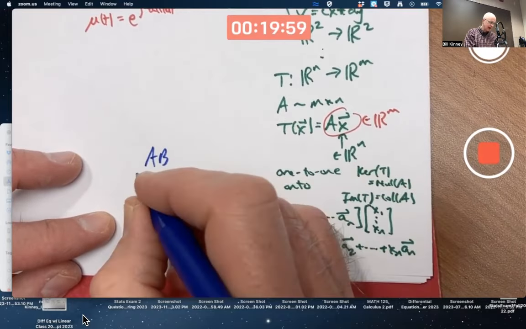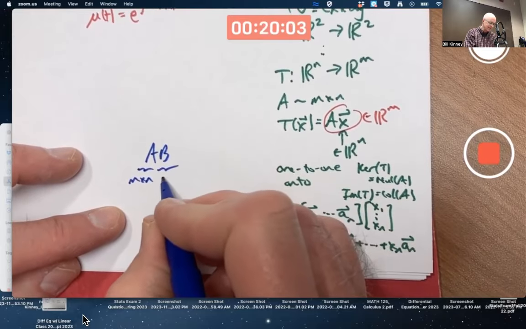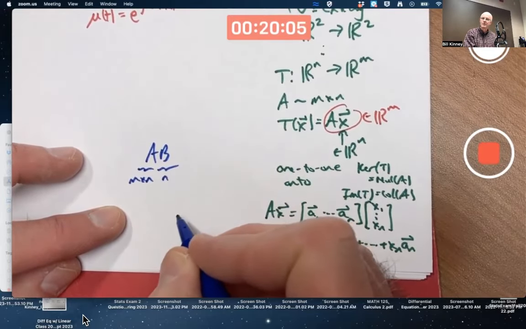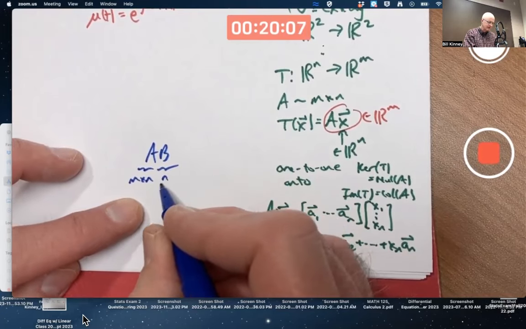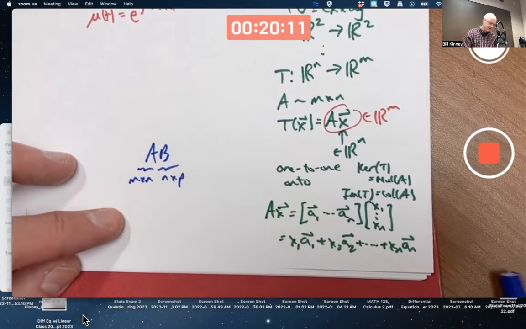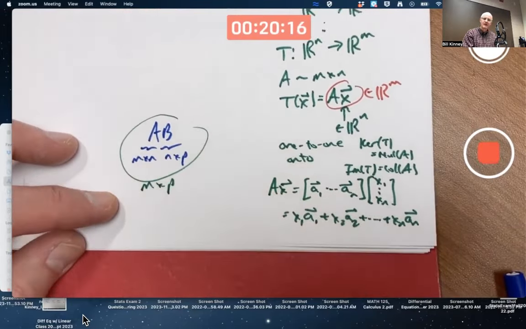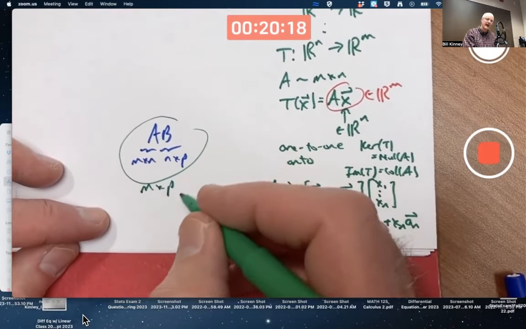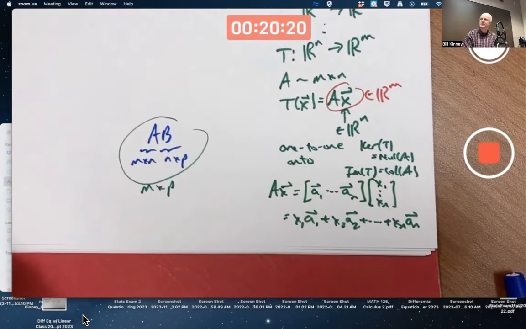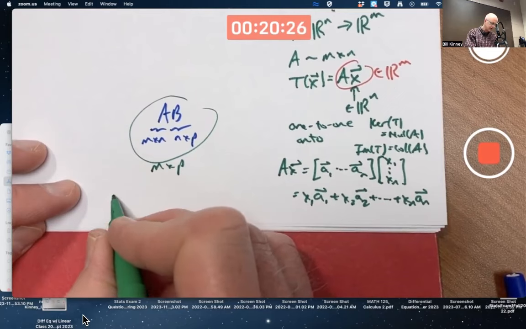A times B, where A is, say, m by n, and B, well, the number of rows of B has to match the number of columns of A. And the result, the entire thing, is going to be m by p. And that does correspond to a composition of linear transformations. You want to define A times B so that effectively you are composing linear transformations.